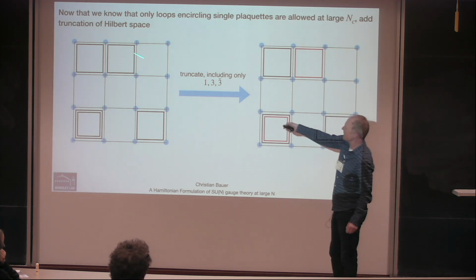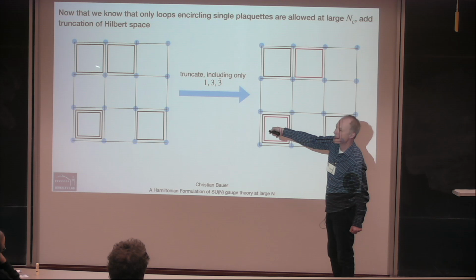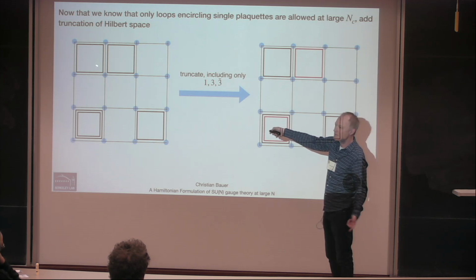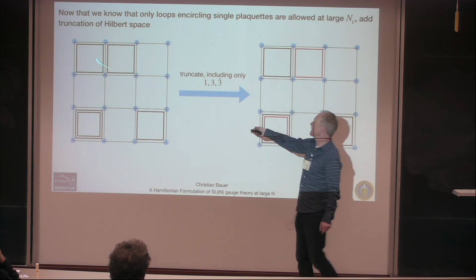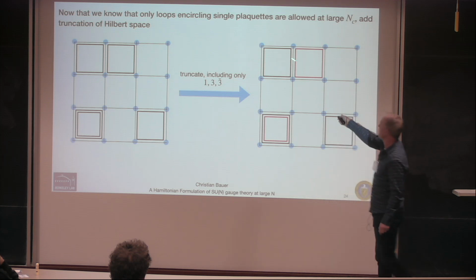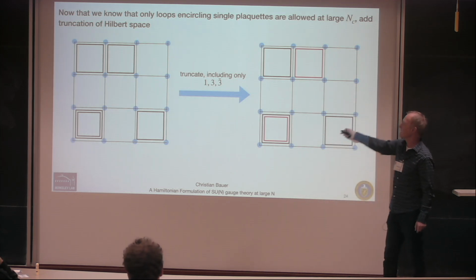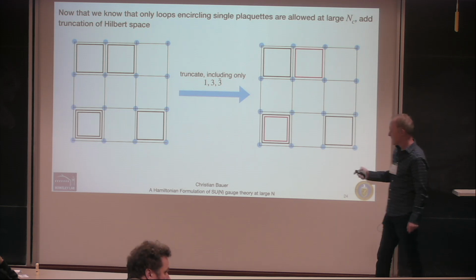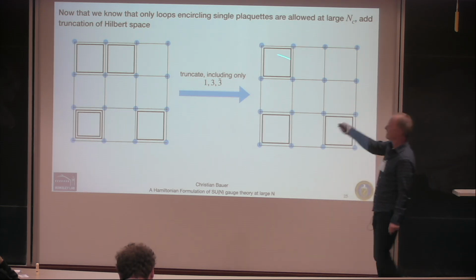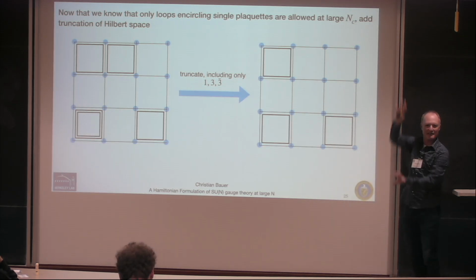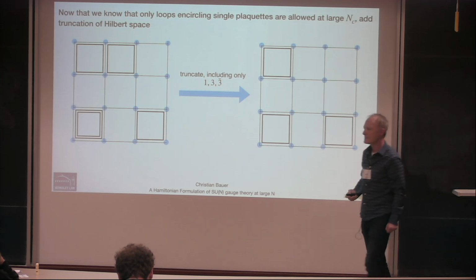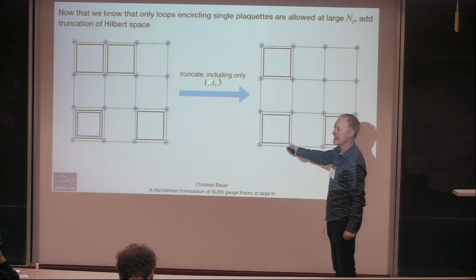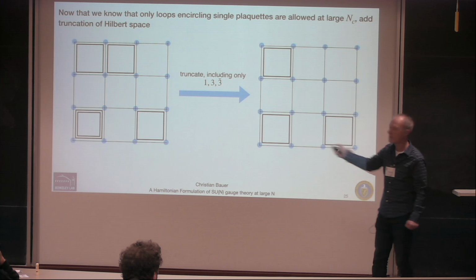Since this is a single loop, this has to form either an 8 or a 6 or a 6 bar. And so I cannot have two plaquettes that are actually next to each other. This is not possible. This is not possible, okay? So all I can have is plaquettes that are separated at least by 1. This comes out of the truncation. That's not something that comes out of large n, that comes out of my truncation.